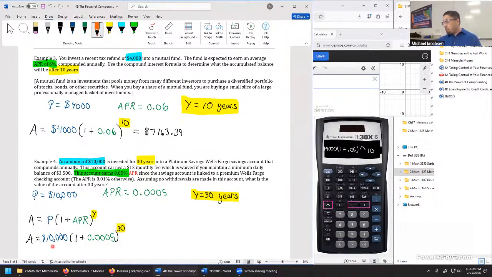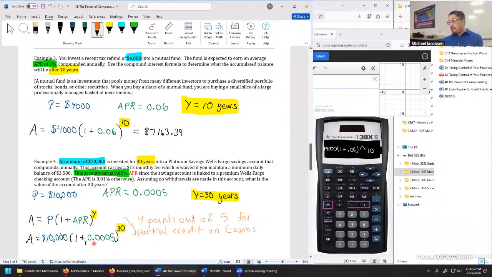And if this was a 5-point problem, I would say that this would be 4 points out of 5 for partial credit on exams. So if you show me on paper what you've got before you put it into the calculator, and everything here is just right, this is written as an exponent, you've got the right APR and so on, then I would give a lot of partial credit for just that step right there.